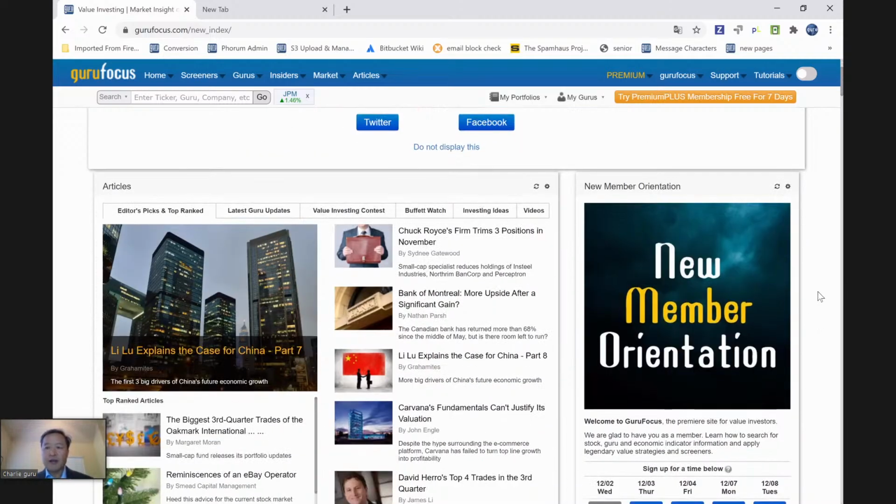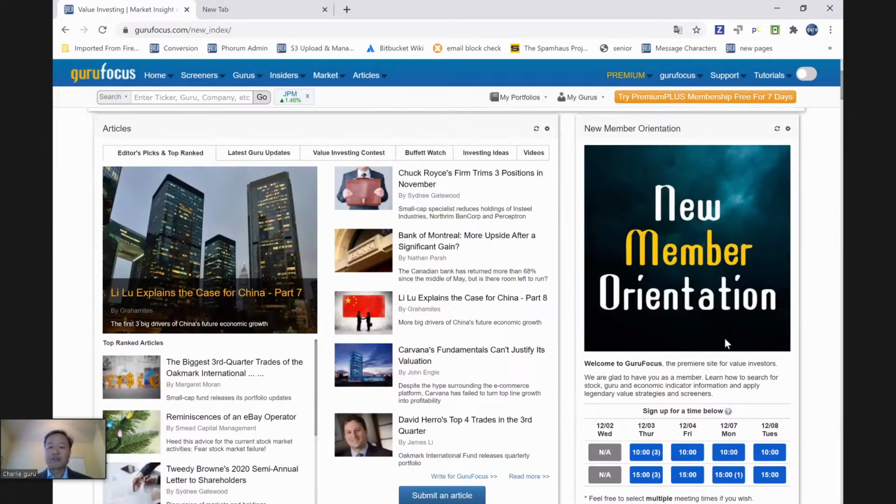If you look at the right side of the website column here, we have a new service we're providing. It's called new member orientation. Here you can schedule a time. We have these time slots here, and our support people will help you. If you have any question, you can join any of those sessions, and our support people will introduce all the features of the website we have. And if you have any questions, we will answer that too.